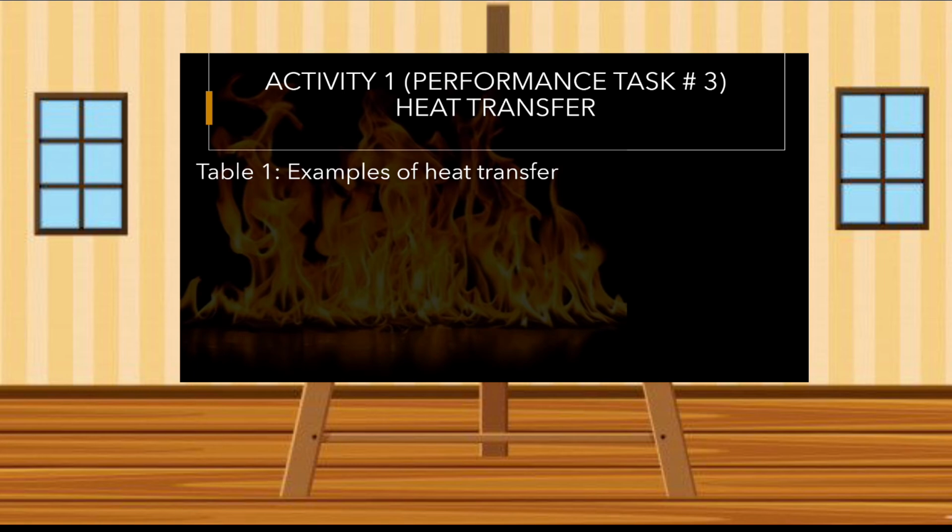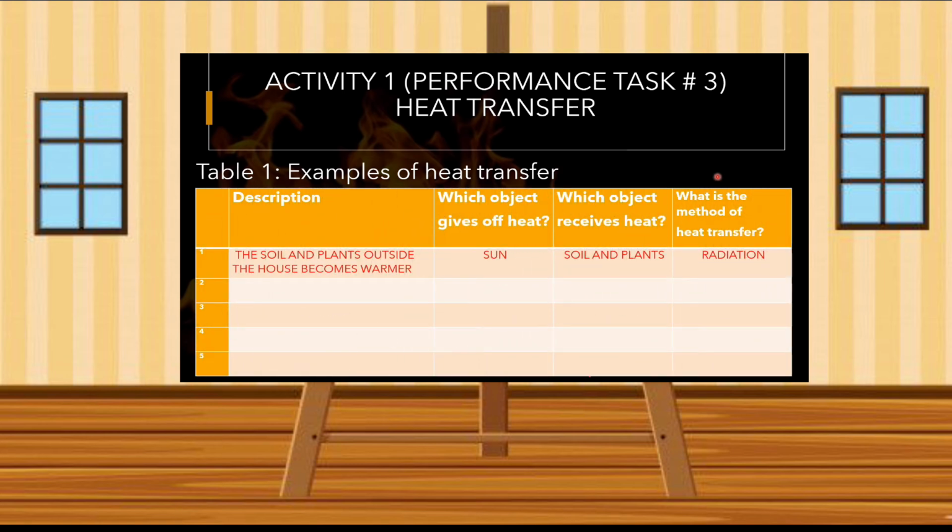So let us take an example. I have here the first description or the first situation. The soil and plants outside the house become warmer. Which object gives off heat? The sun. And which object receives heat? Soil and plants. What is the method of heat transfer? We have 3 methods of heat transfer: radiation, convection, and conduction. So here, the method of heat transfer used is radiation.